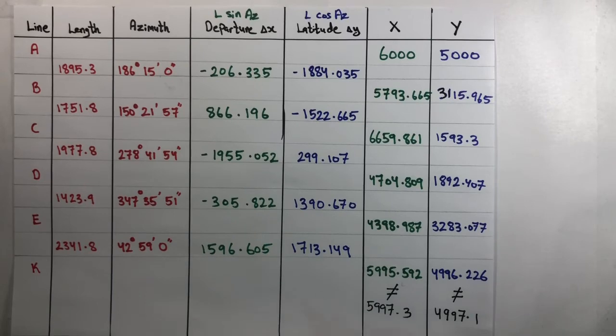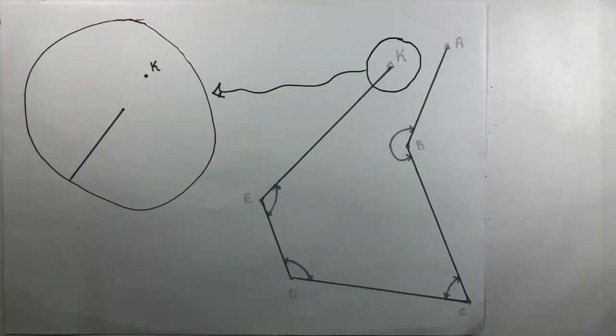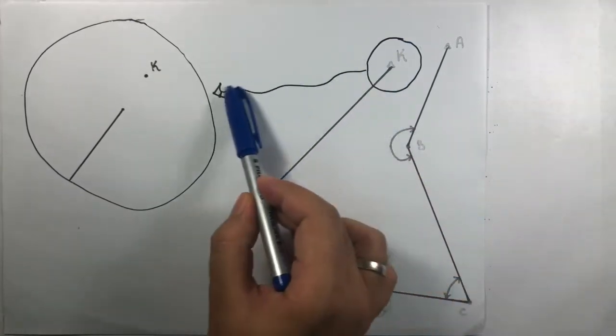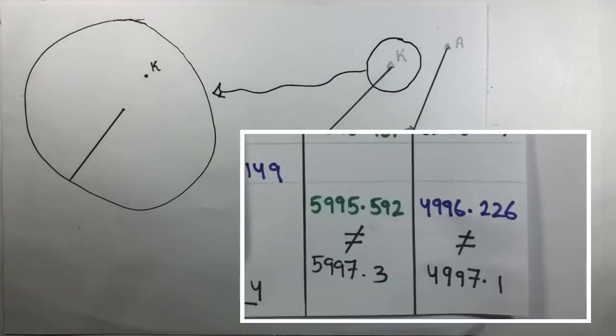So here we have to go to step 4. Step 4, compute the linear misclosure and the relative precision. When we zoom in here at point K to see how it looks, actually there is a small gap. How did I know there's a small gap? From the photo shown here, there are some differences in the x and y, the calculated ones, and the benchmark given in the question.